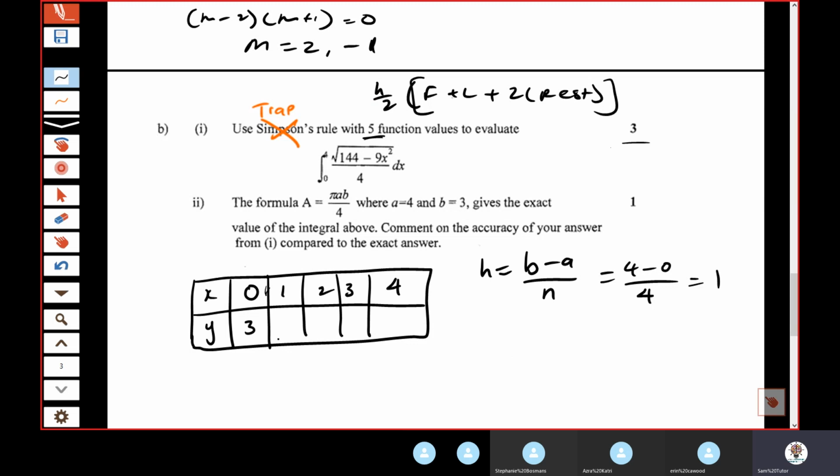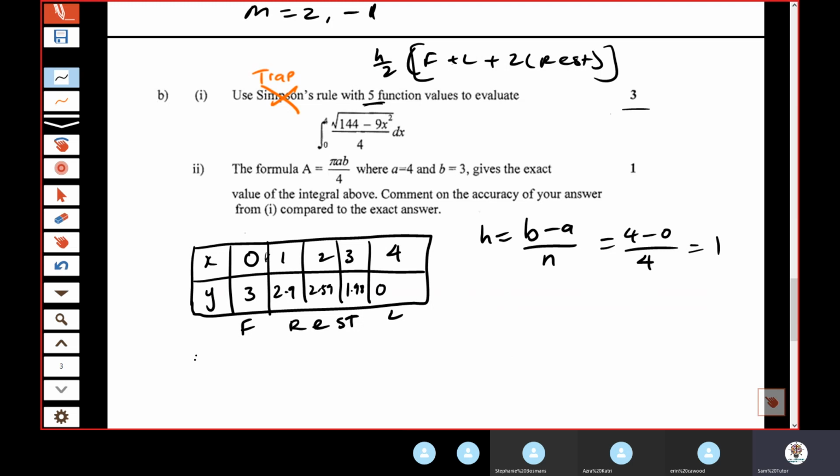What are our answers for 1? Steph, got it out? 2.9, 2.59, 1.98, and 0. 4 squared, 36. Yeah, looks good. 144, 0. Cool. And then literally first, last, this is your rest. And then h is 1. So the answer is h, 1 over 2, 3 plus 0 plus 2 times 2.9 plus 2.59 plus 1.98.